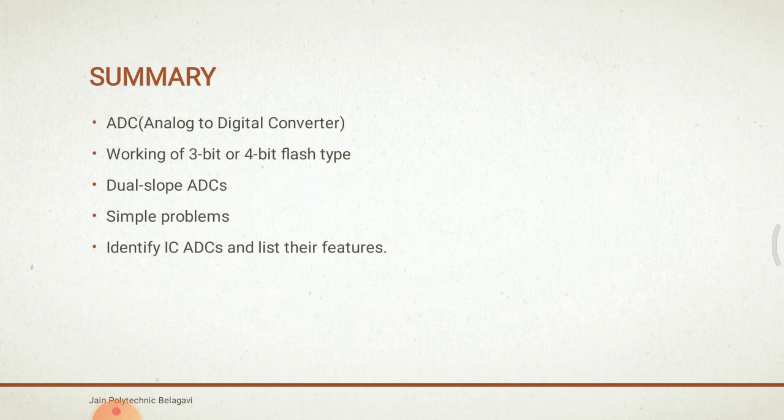Okay, so in this session we have discussed analog to digital converters, what they are, how an analog signal is converted into a digital signal, how it is processed, and the different ICs used, and the working of the 3 bit and 4 bit flash and dual slope ADCs. We have also calculated simple problems and looked at ICs of ADCs and their features. Okay, so thank you.